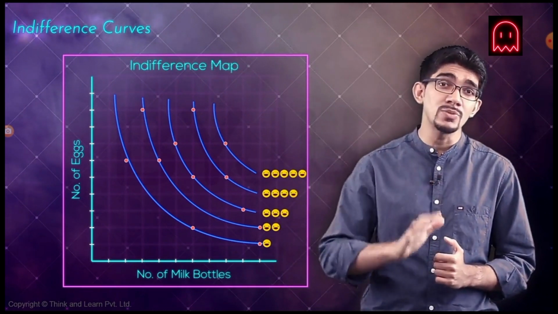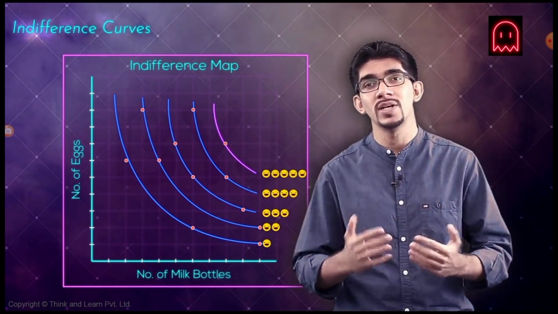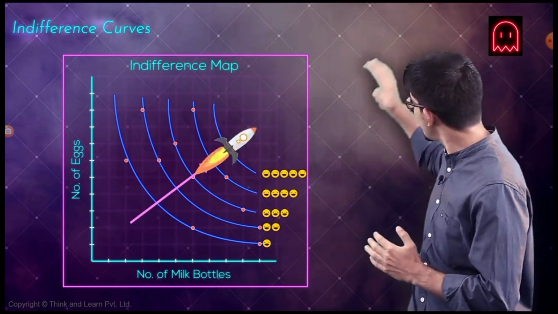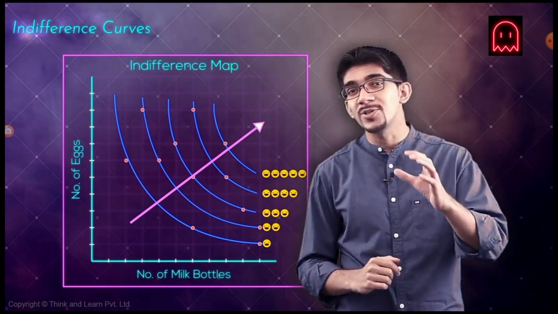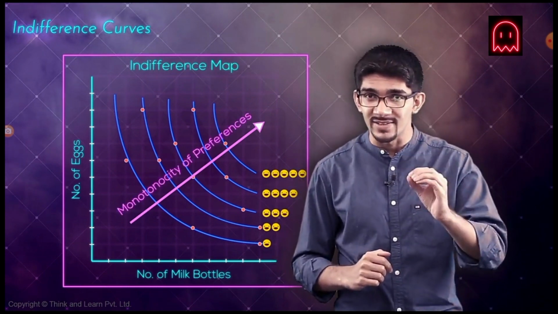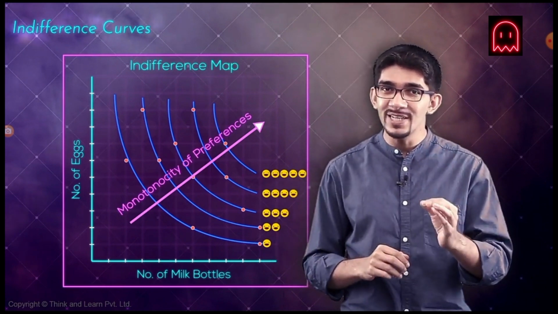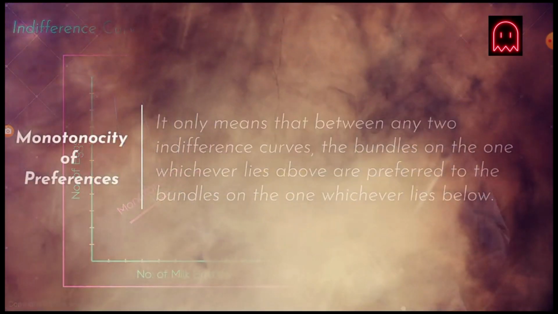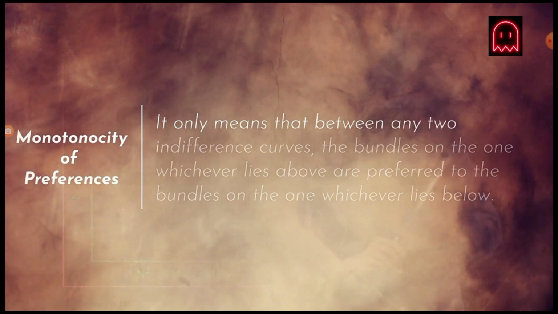Now it's assumed that consumers like to be on the highest IC possible. So higher the better. They want to go as high as possible here. This is called monotonicity of preferences. Don't get scared. It looks like a big word, but monotonicity of preferences only means that between any two given indifference curves, the bundles on whichever lies above are preferred to the bundles on whichever lies below. Simple? What this means for Crusoe is that if he is given two bundles to choose from, he will always choose the one which has more of at least one of the goods, that is on a higher IC.